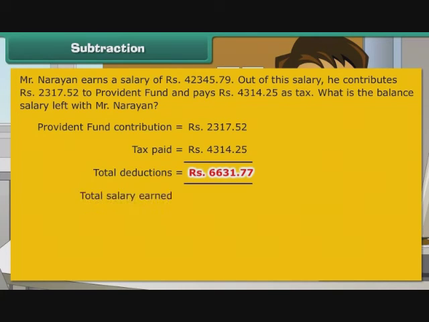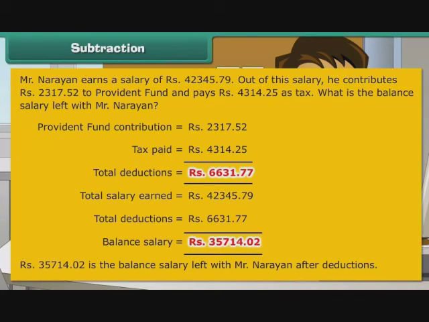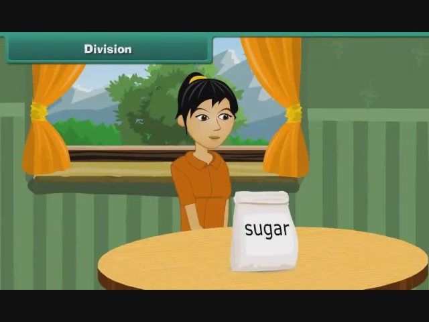6,631.77. Total salary earned is rupees 42,345.79. We subtract the deductions from the salary earned to get the balance salary as rupees 35,714.02. Rupees 35,714.02 is the balance salary left with Mr. Narayan after deductions.